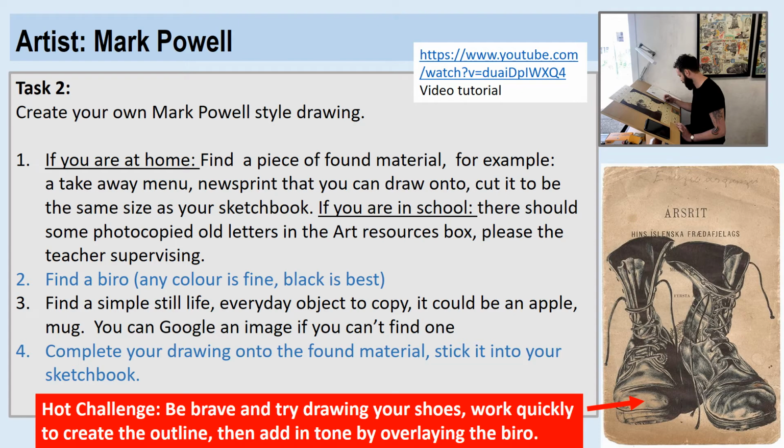Find a simple still life image or an everyday object to copy. It could be something as simple as an apple or a mug. You can use Google to find an image if you don't have something in front of you. Complete your drawing onto the found material and stick it in your sketchbook.